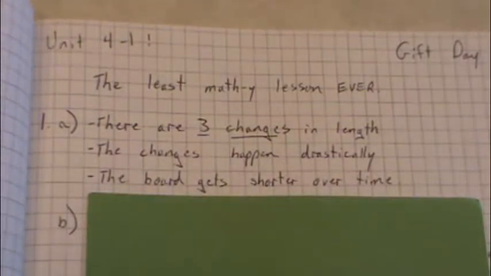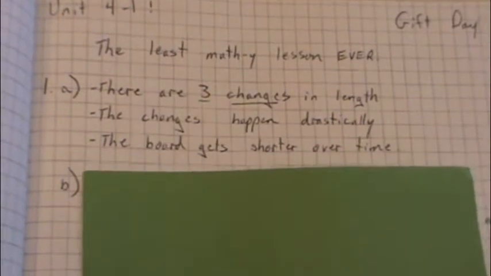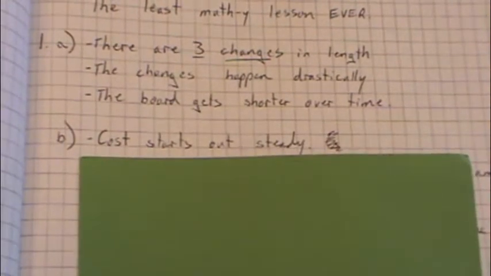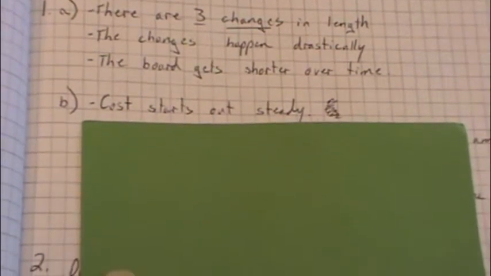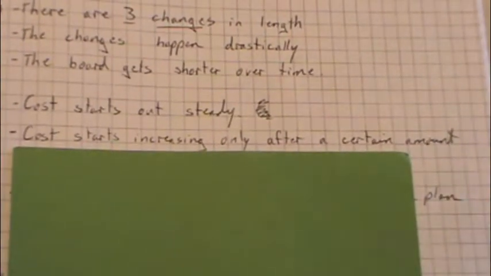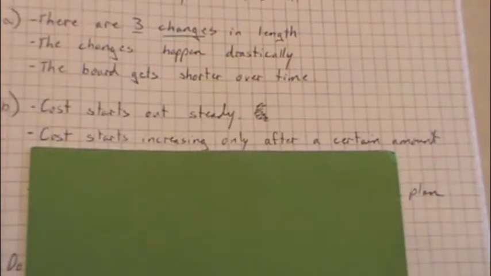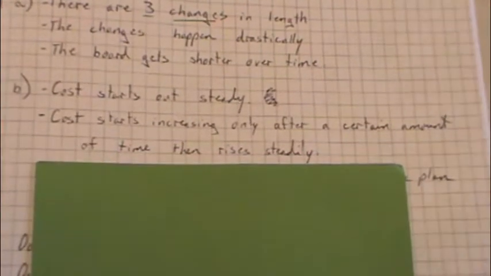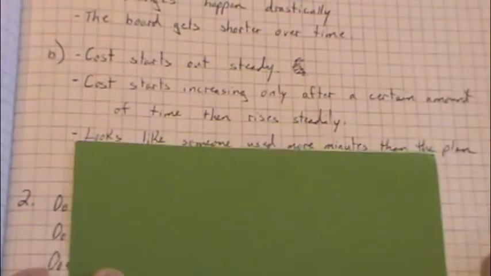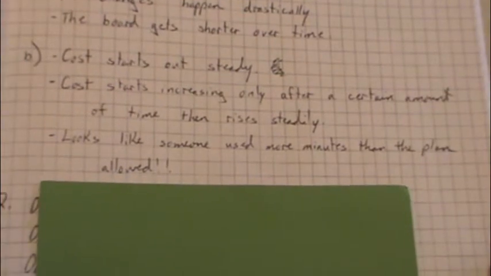Take a look at letter B. The cell phone cost. What can you figure out from looking at the graph? The cost starts out steady, doesn't change at all. One flat rate. Then the cost starts to increase only after a certain amount of time. Then it rises steadily. What can you figure out from this? Well, looks like someone used more minutes than the plan allowed, because that's what happens.